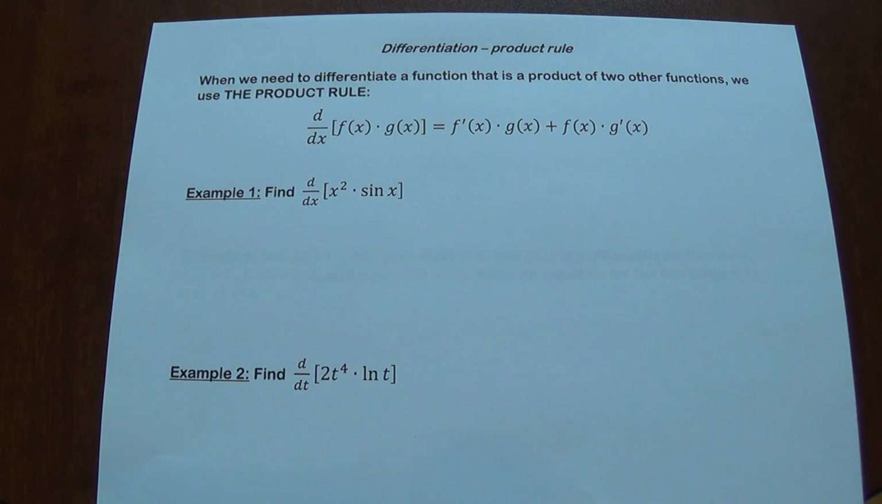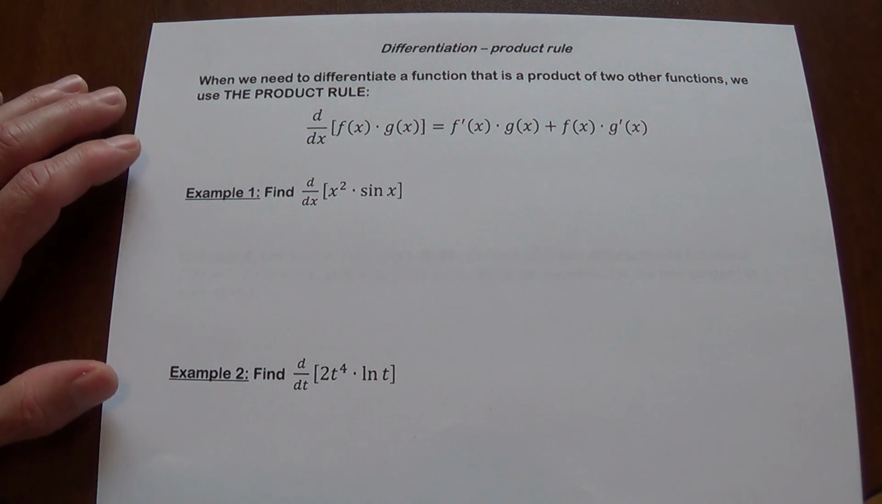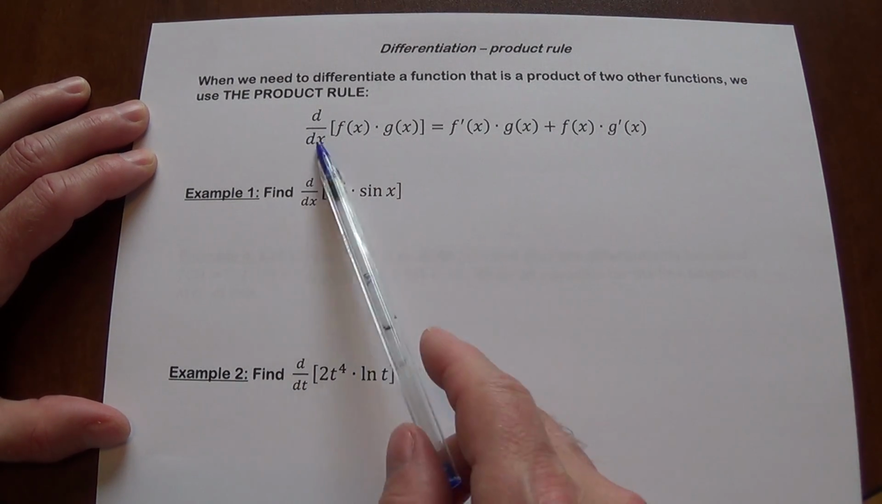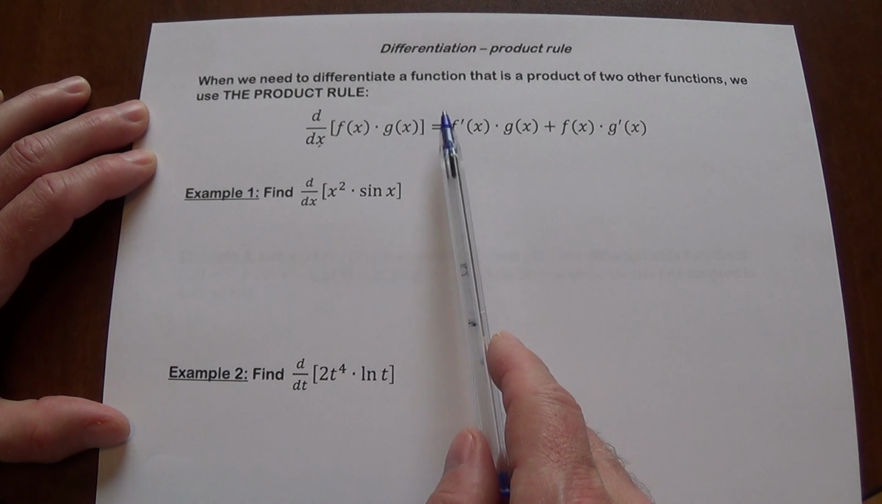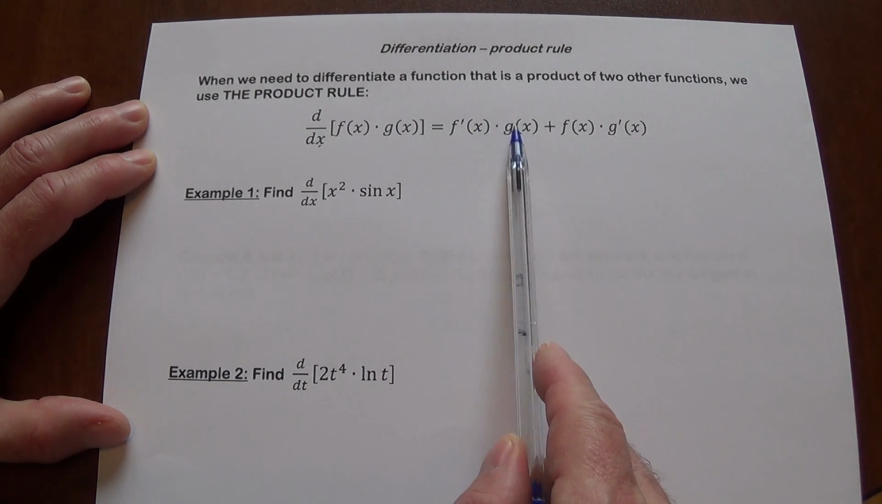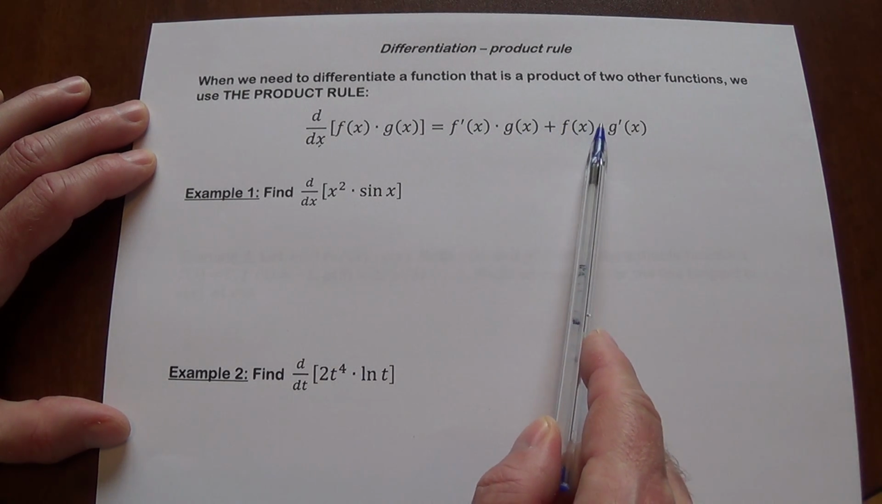Hi, this video is on the product rule. Sometimes we have functions that are products of other functions, and we can use the product rule to find their derivatives. So this is what the product rule is. You have a derivative of a product of two functions. It's going to be the derivative of the first times the second one plus the first function times the derivative of the second.